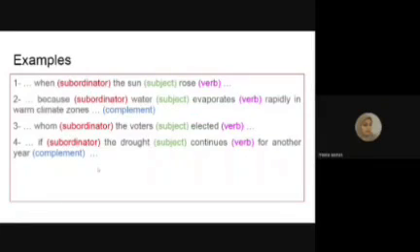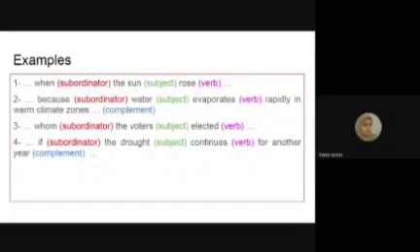Okay, number three, whom the voters elected. And what else? The meaning is incomplete. So whom is the subordinator, the voters is the subject and elected is the verb. But we need a complement. We need, I mean, another independent clause to complete the meaning.